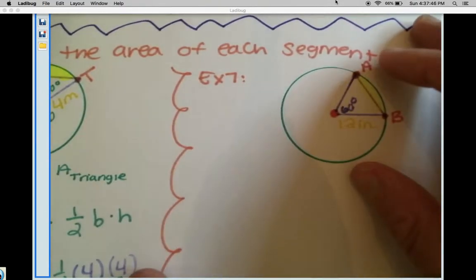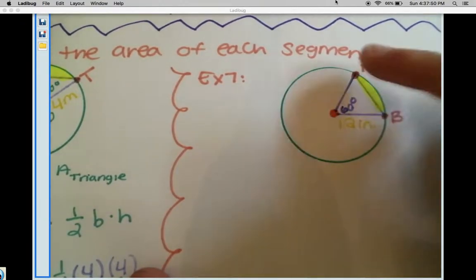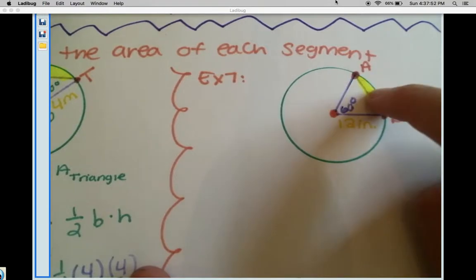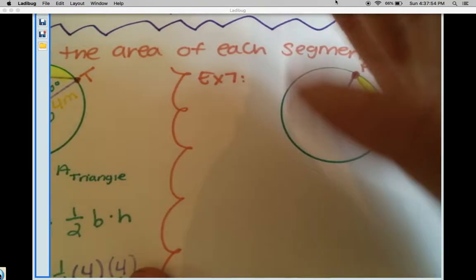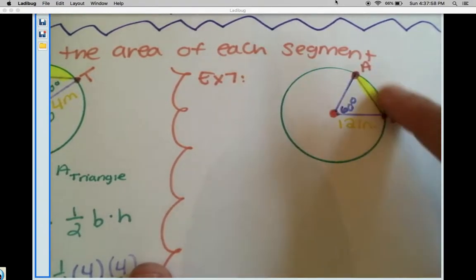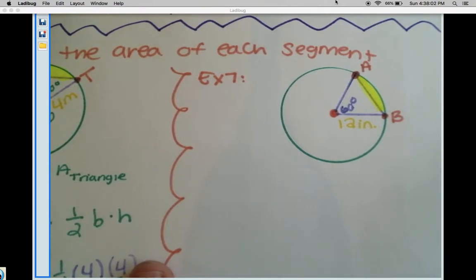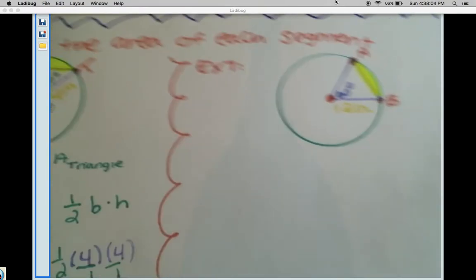But anyways, we're going to be finding the area of this lovely segment that I've shaded in, which, remember, the area of the segment is the part bounded by the chord and the arc. So it's this little guy right here. If I find the area of this entire sector and remove this triangle, I'll be left with that segment. Okay, so let's get going, you guys.